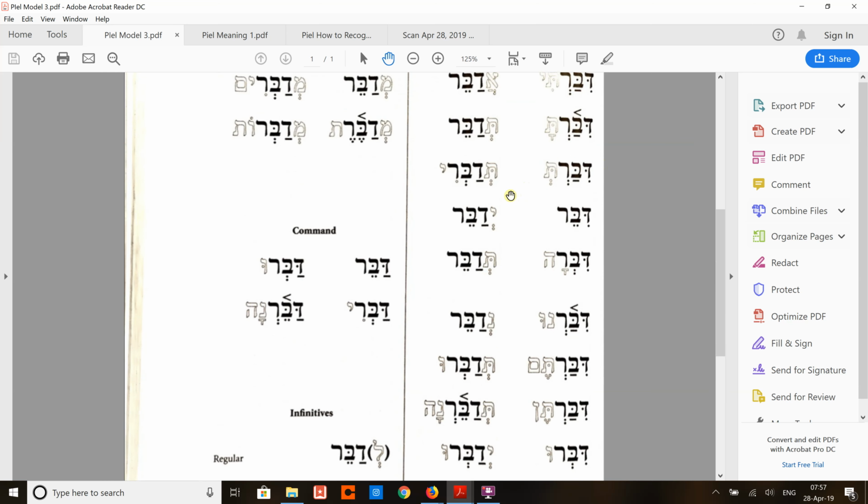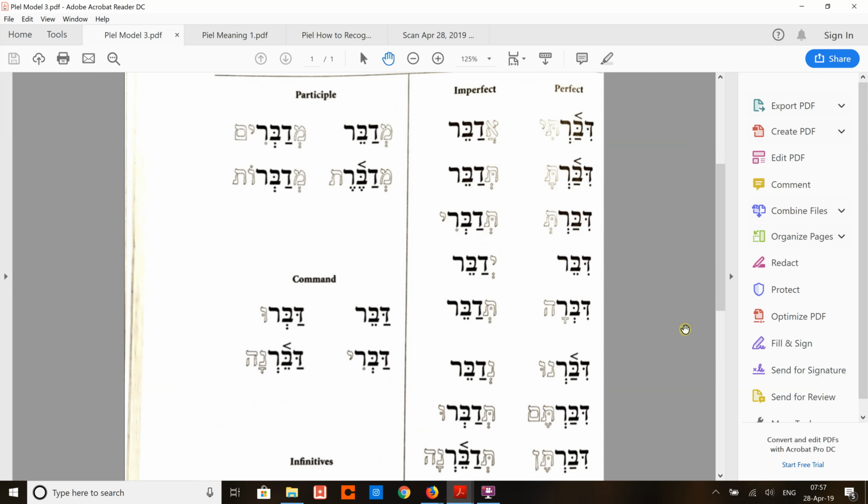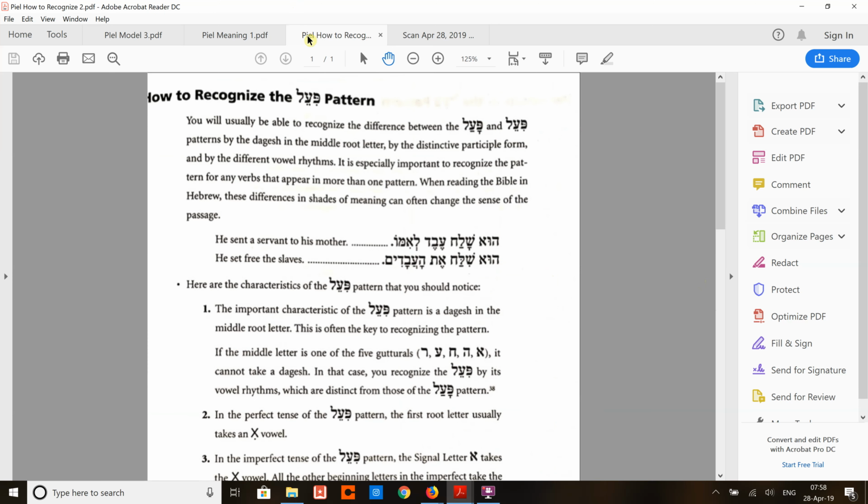Now, all that you are responsible for in this lecture is being able to recognize the third masculine singular imperfect and perfect of the Piel. So that's this form and this form. Okay, that's all that you're responsible to recognize. But I'm going to give you a whole bunch of other information that will fill out your knowledge.